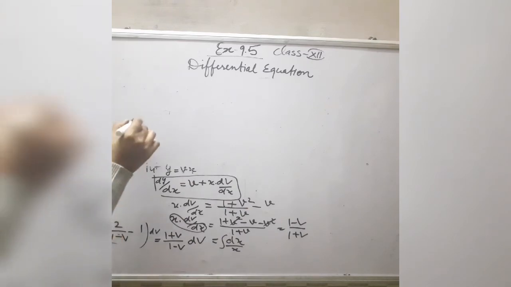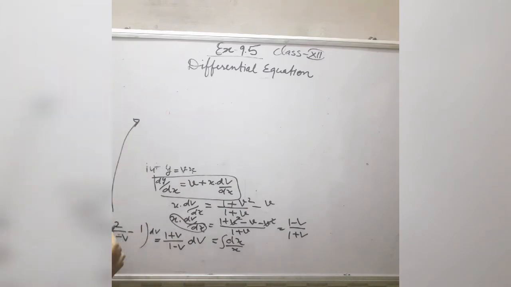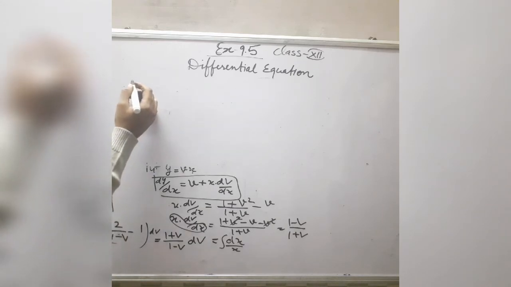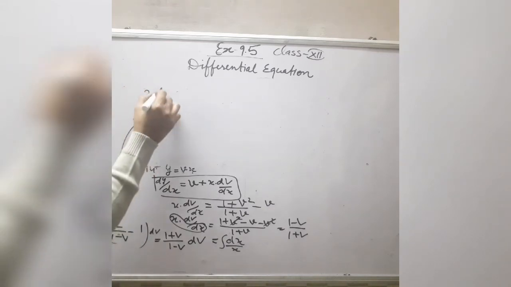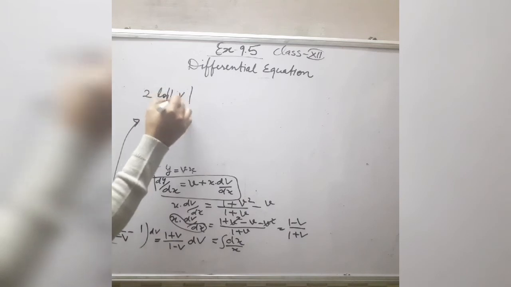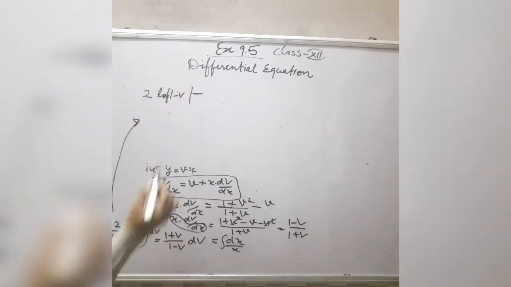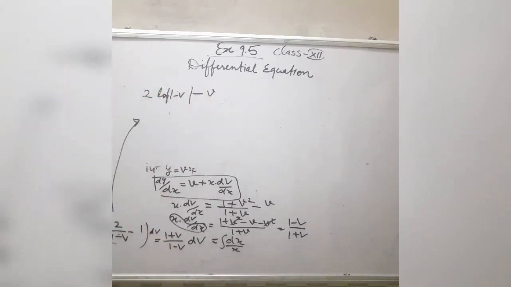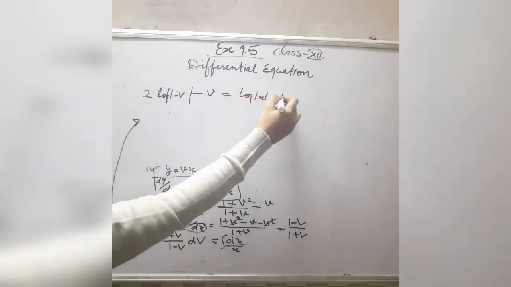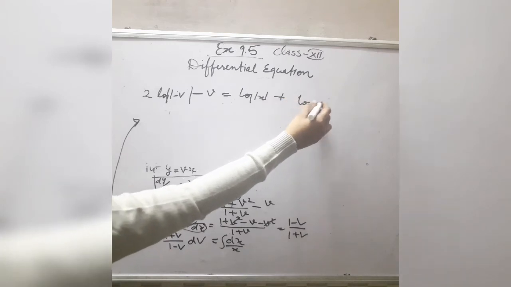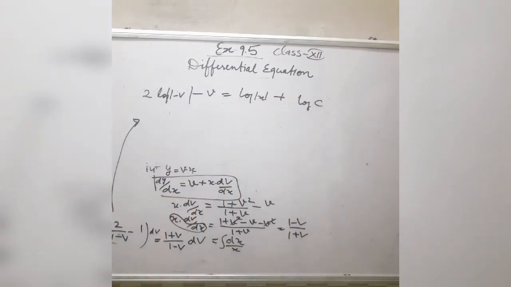When you take integration on both sides, this 2 is a constant term, so take this 2 outside. After taking this 2 outside, you will get 2 into the integration of 1 by (1 minus v), which is minus log (1 minus v), and the integration of 1 with respect to v is v, equal to the integration of 1 by x, which is log x, plus the integration constant c. Here all the terms are in log, so you will write the constant term also in the form of log.